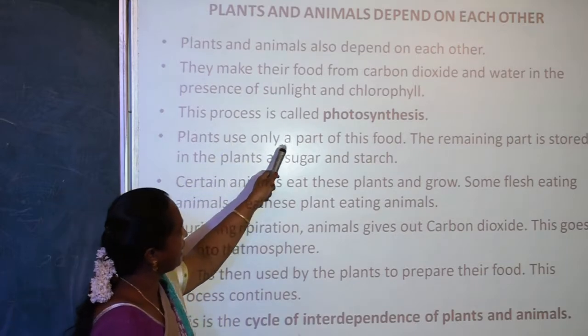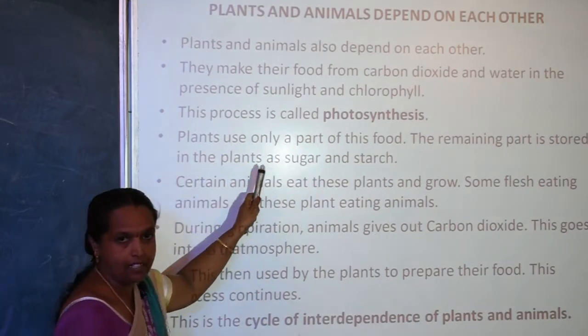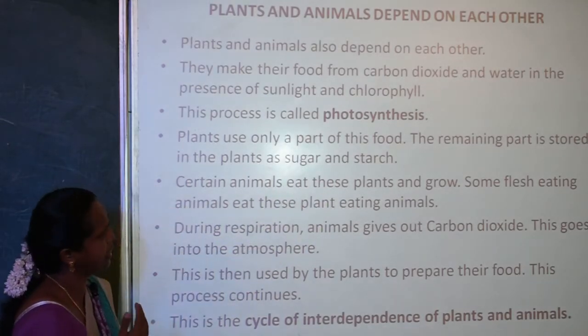Plants use only a part of this food. The remaining part is stored in the plants as sugar and starch.